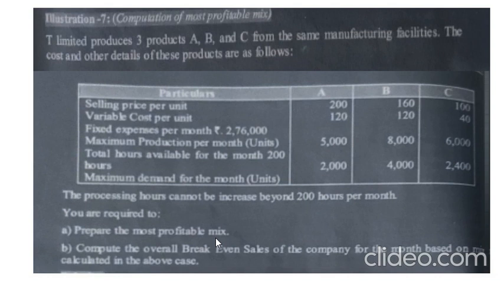Usually the most profit will be looked at through the contribution you get. Your decision making techniques will always be based on the contribution, and based on the contribution, the increment and decrement of the products, the profitable mix will be decided. We will prepare the most profitable mix, and then they've asked us to calculate the break even sales of the company for the month based on the mix calculated in the above case.